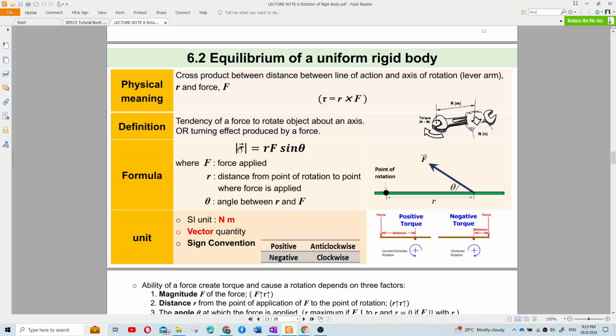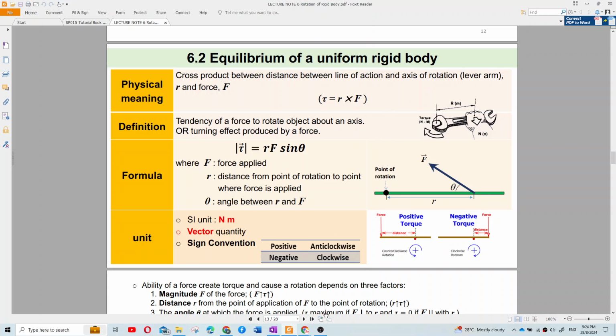And this is the formula. Torque is R F sine theta, where F is the force applied, and R is the distance from the axis of rotation to the point of force. Theta is the angle between them, so we use sine theta. The unit is Newton meter, and it is a vector, so we have direction also, clockwise or anti-clockwise.